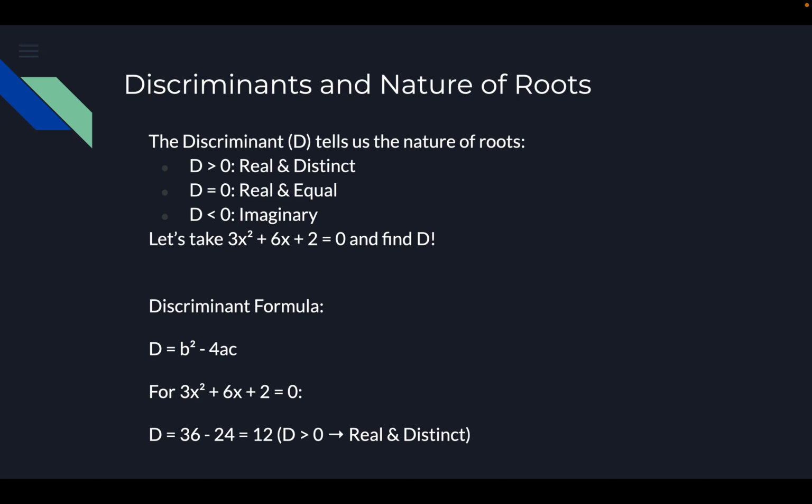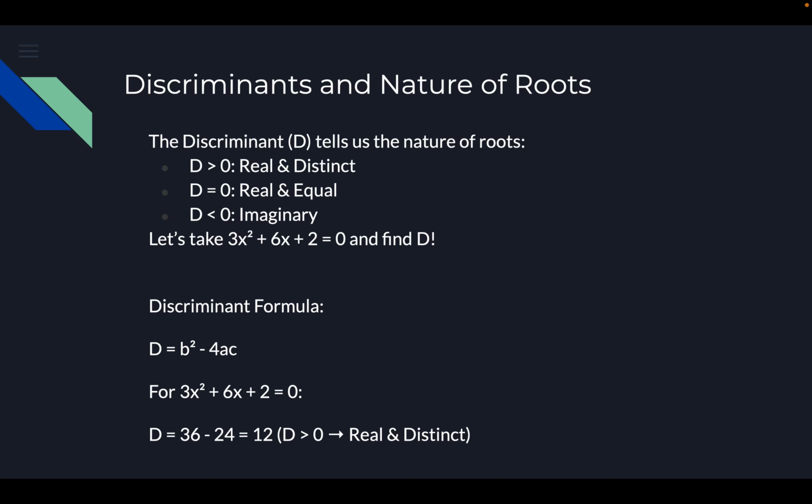Now the third case is D less than 0, which means D is a negative value. At that time the roots become imaginary, because we have to find the square root of D at some point, and when we take the square root of D where D is a negative value, it becomes a complex number and the roots become imaginary numbers. So there the complex numbers come into the picture.